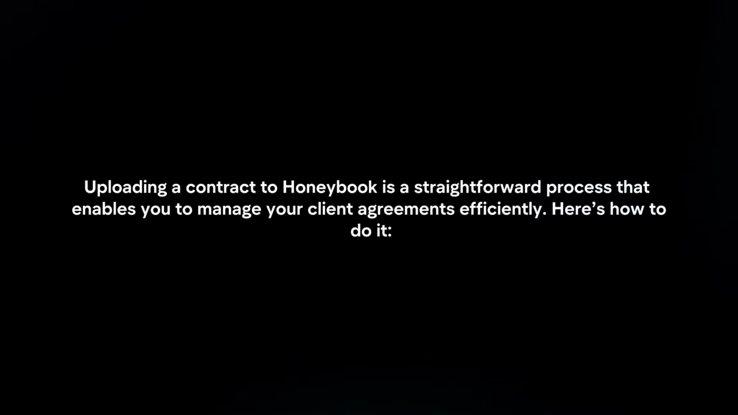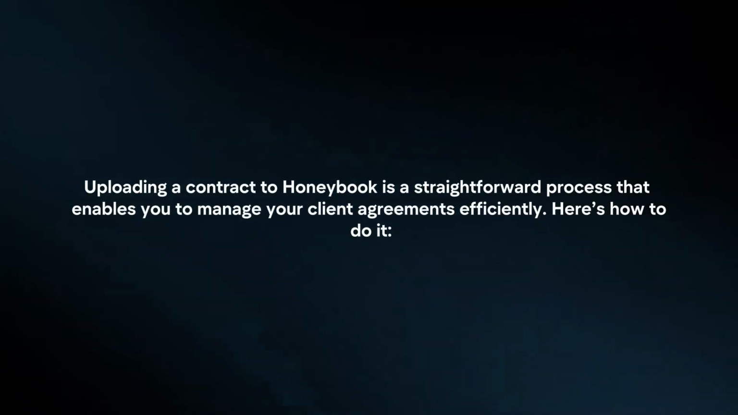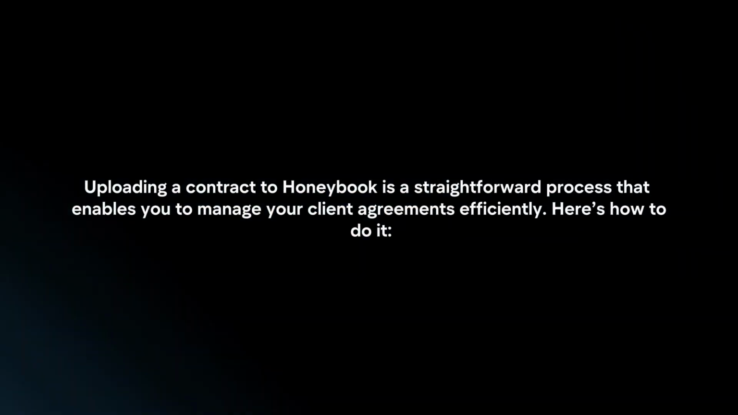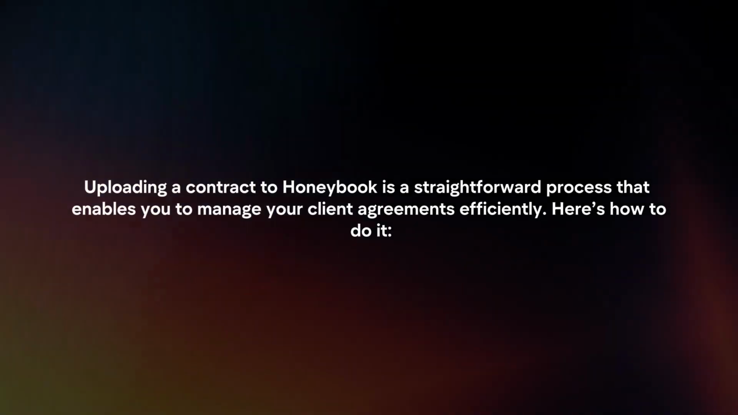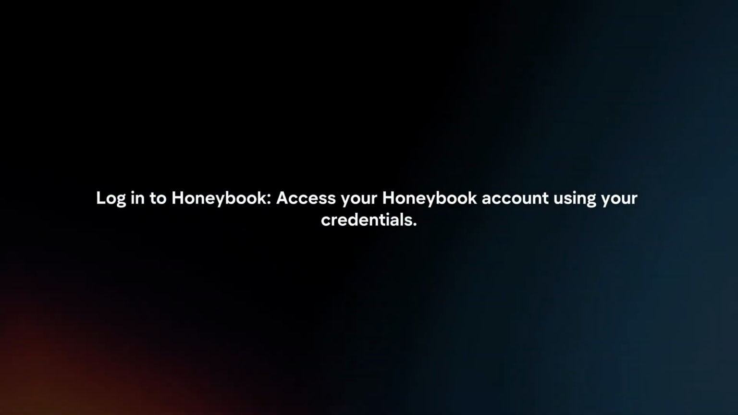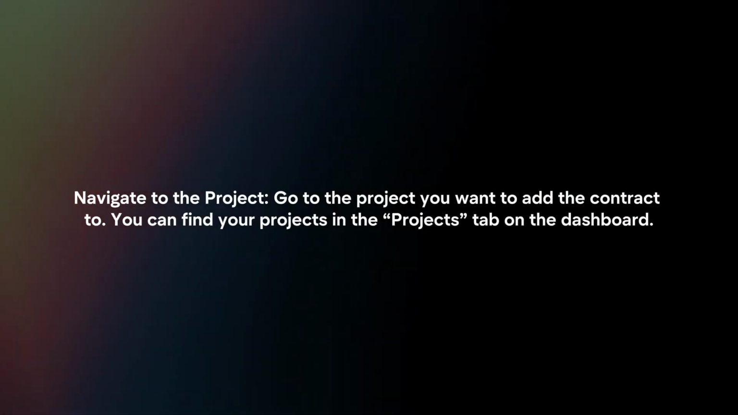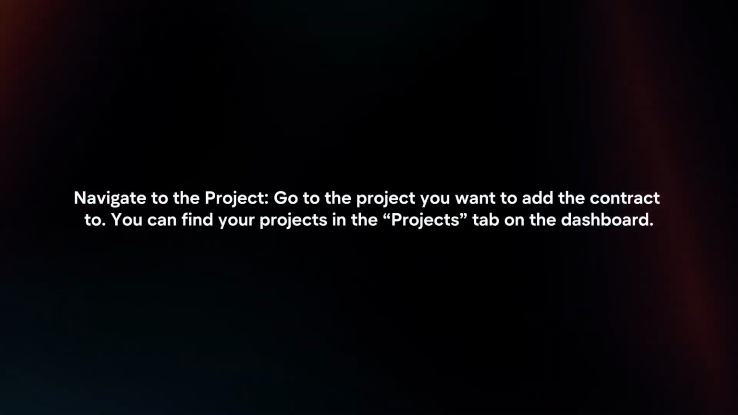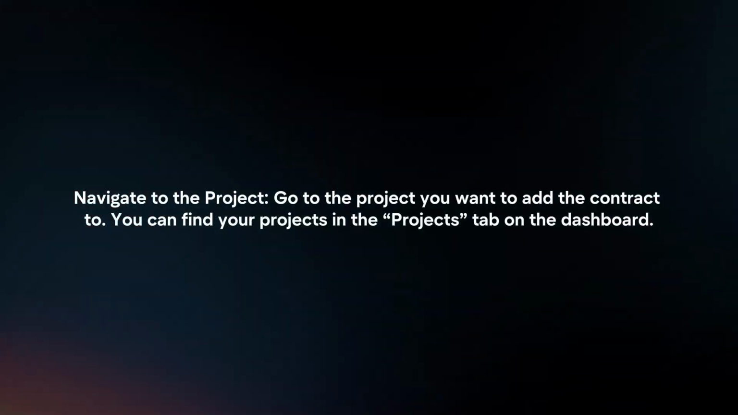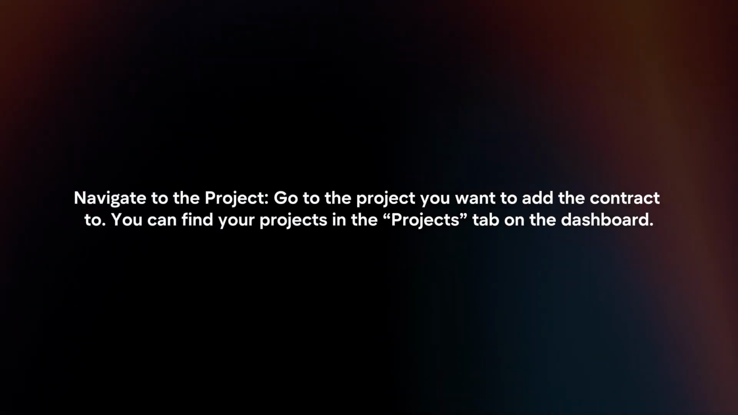Uploading a contract to Honeybook is a straightforward process that enables you to manage your client agreements efficiently. Here's how to do it. Log into Honeybook. Access your Honeybook account using your credentials. Navigate to the project. Go to the project you want to add the contract to. You can find your projects in the Projects tab on the dashboard.